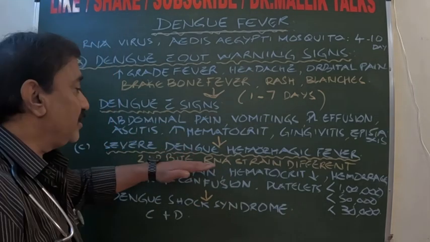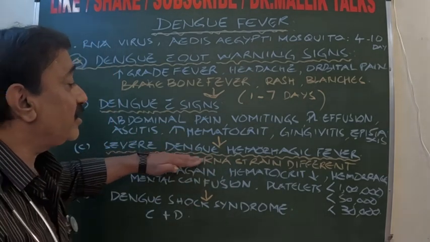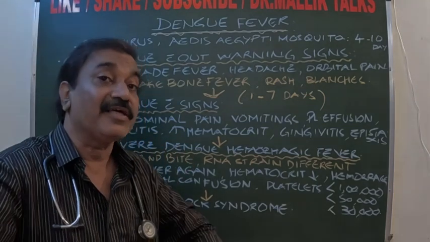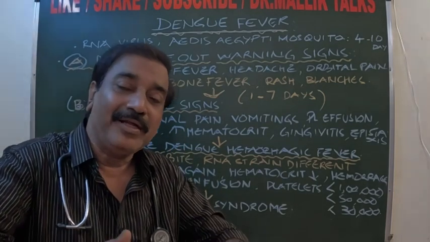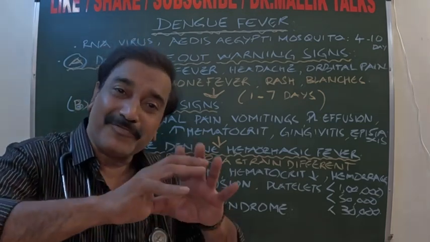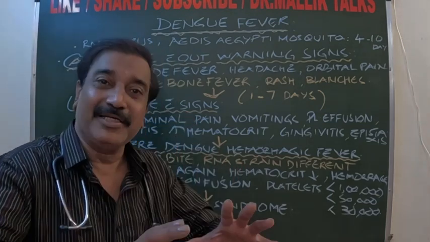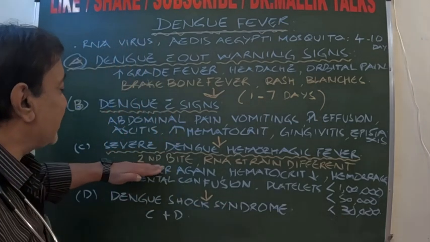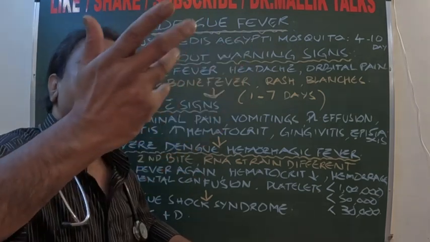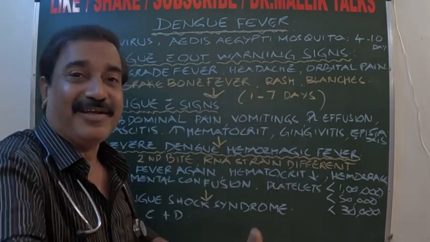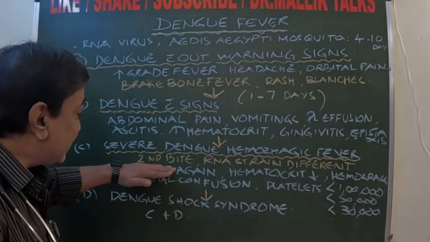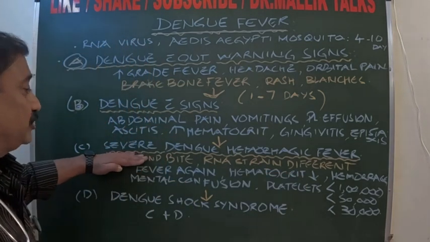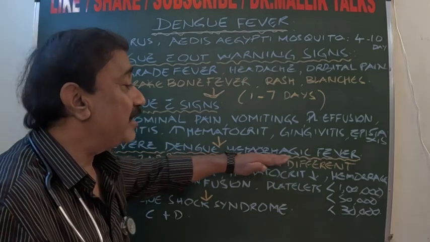Then the third stage comes, severe dengue hemorrhagic fever. This will only occur once there is a second bite. After the first bite, you have dengue fever. If there is a second bite, only then this occurs. A second bite with a different RNA strain of dengue. That is important. Then you will land in this dangerous situation called severe dengue hemorrhagic fever.